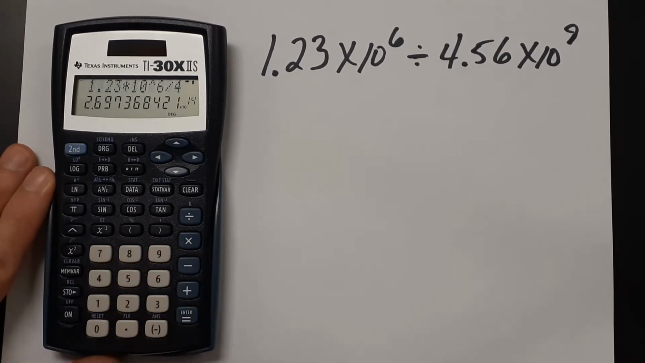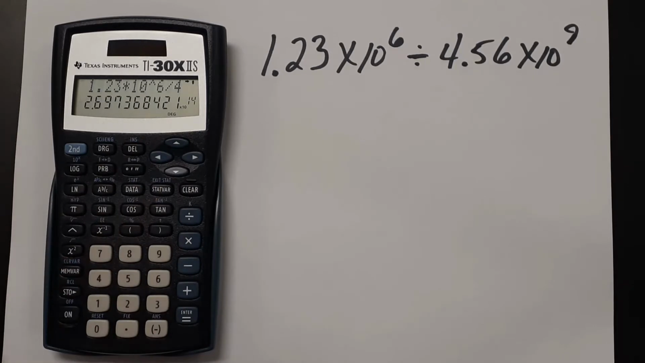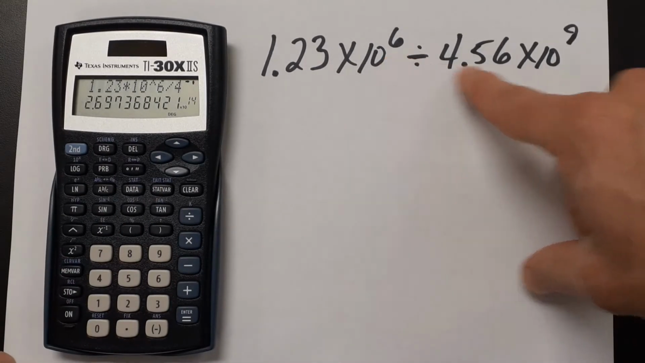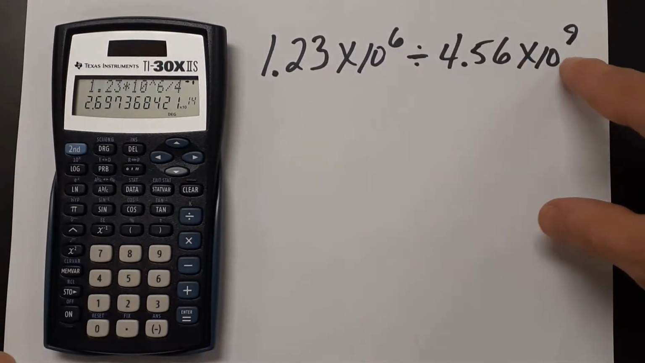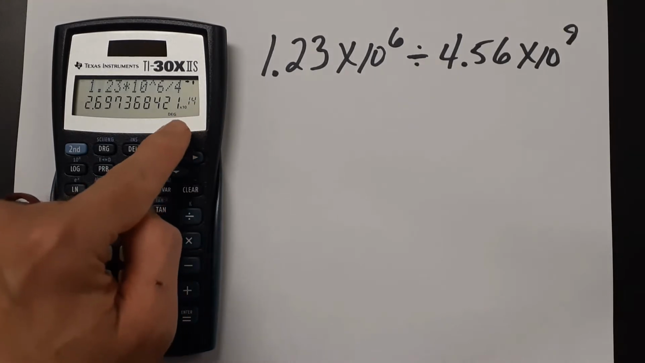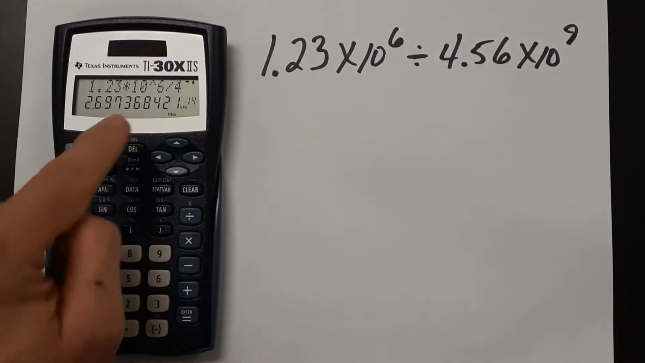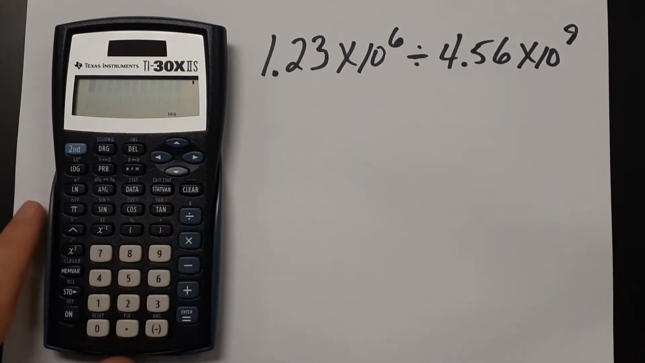When we hit enter and you get 2.7 times 10 to the 14th power, well, we know if you're dividing, one thing you're going to do is subtract exponents. And 6 minus 9, we should get an answer with a negative exponent, not a positive 14. So one way to correct this would be to go back in and enter parentheses, but there's a better way.